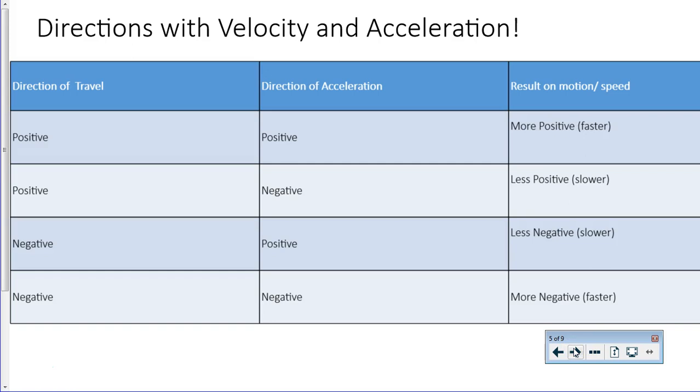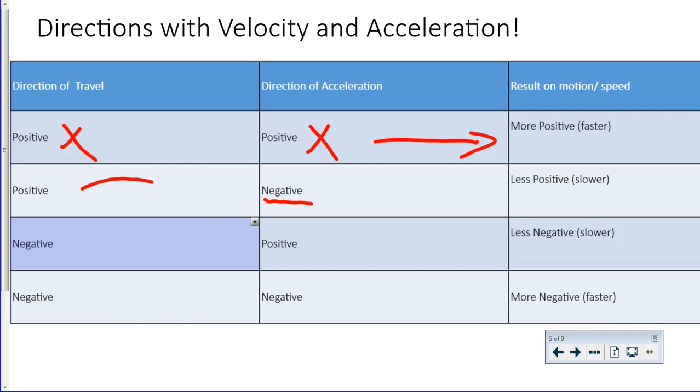Quick table of what could happen here. So getting back to that whole thing about directions. If you are moving in a positive direction, and we apply a positive acceleration, what happens is that you end up with more positive velocity. You will actually go faster. But if you were going in the positive direction, let's say you were going forward, negative would mean that you are accelerating backwards.